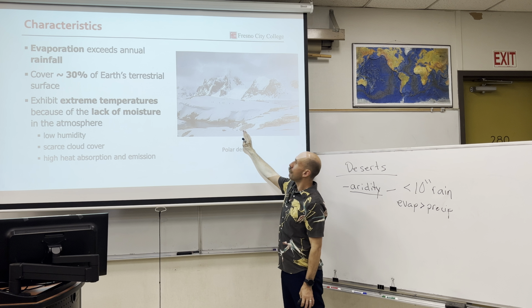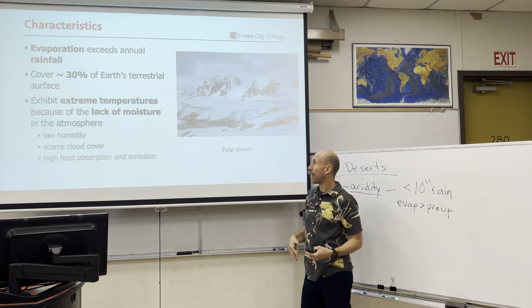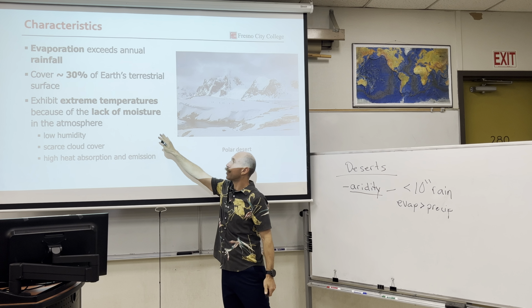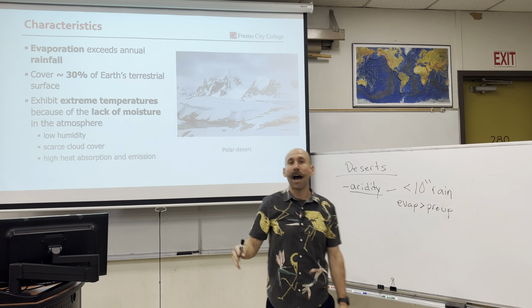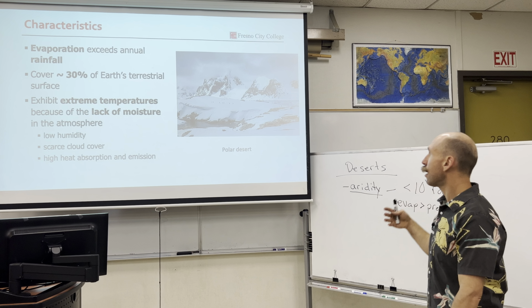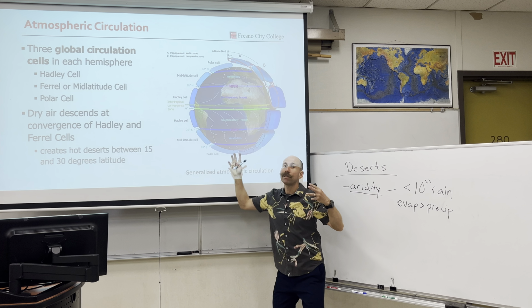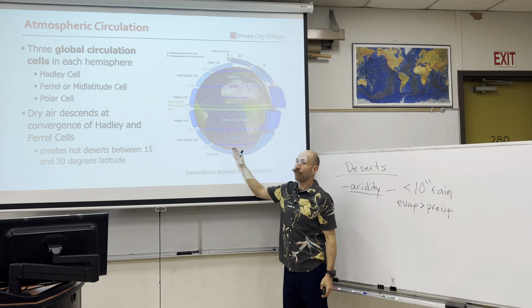There are extreme temperatures. They get really hot in the day and really cold at night. Cold deserts can get very, very cold because of the lack of moisture in the atmosphere, which creates low humidity, scarce cloud cover, high heat absorption, and emission. And it's all because of atmospheric circulation patterns, how air moves.